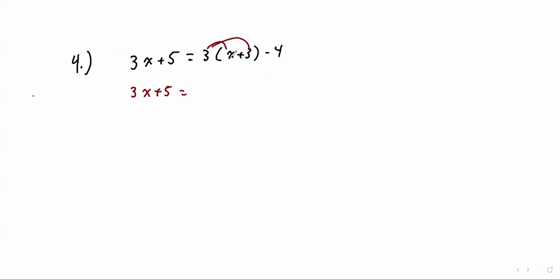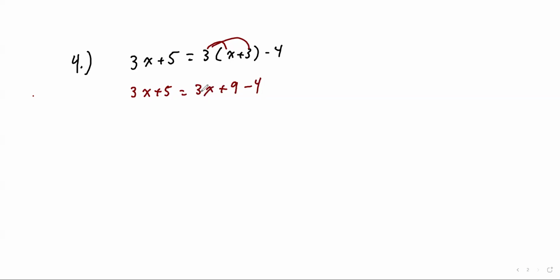But notice I only distribute to the x and 3. The -4 was not in parentheses, and I will not distribute the 3 into it. Only the stuff inside the parentheses. So 3 times x gives me 3x. 3 times 3 gives me 9. And then drop down the -4.